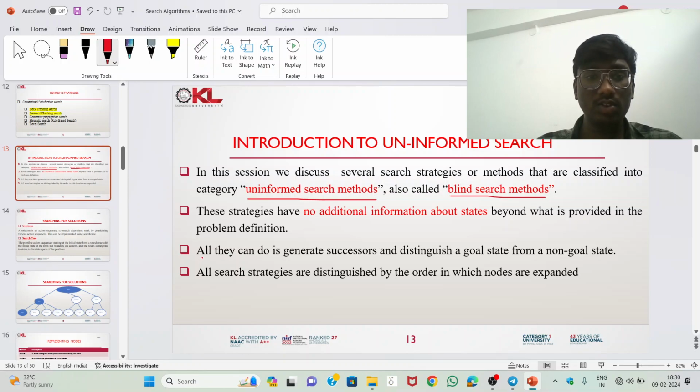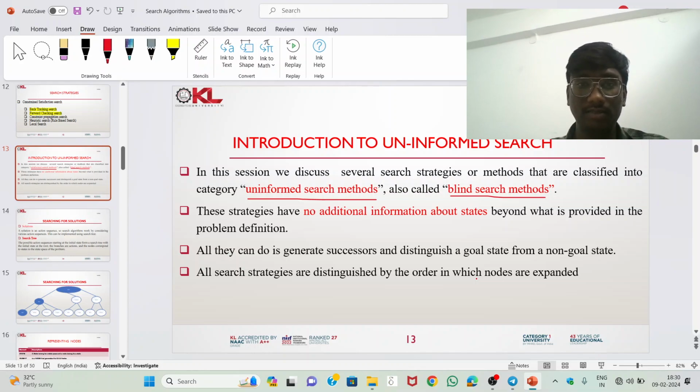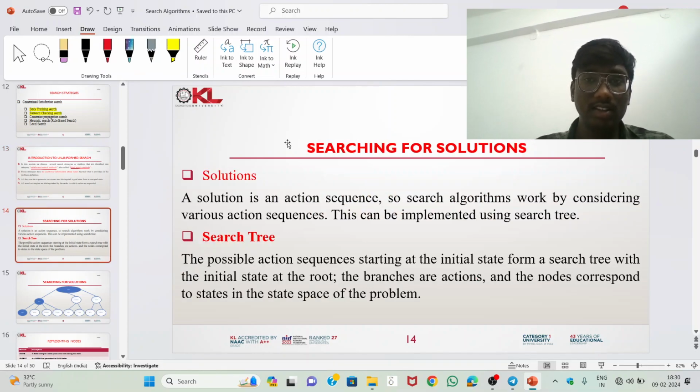All they can do is generate successors and distinguish a goal state from a non-goal state. All such strategies are distinguished by the order in which nodes are expanded. Searching for solutions: a solution is an action sequence from the search algorithm. This can be implemented using a search tree.